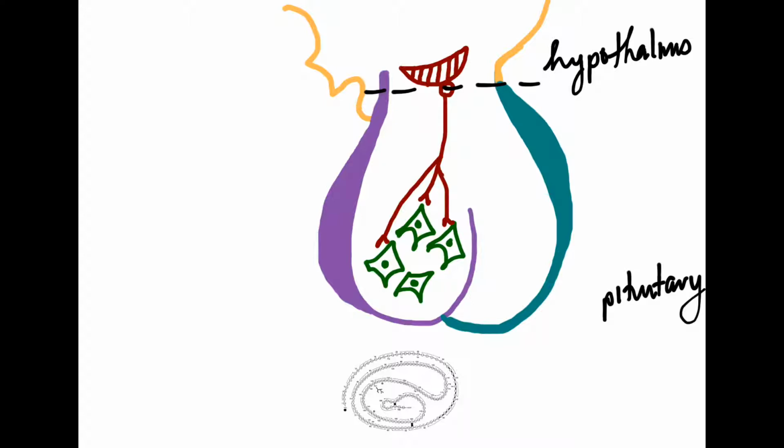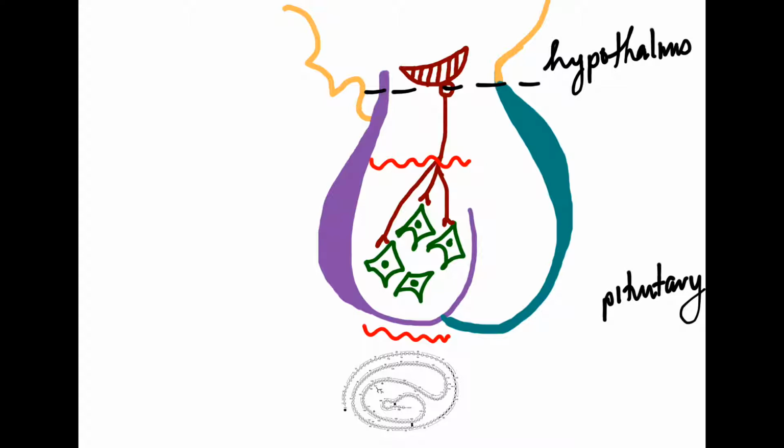The posterior pituitary, as we learned in neurology, takes electrical signals directly from the hypothalamus, and it goes down into the posterior pituitary right here. Whereas the anterior pituitary is a relay system. What I mean by that is we have a set of blood vessels right here, and then another set of blood vessels right here.